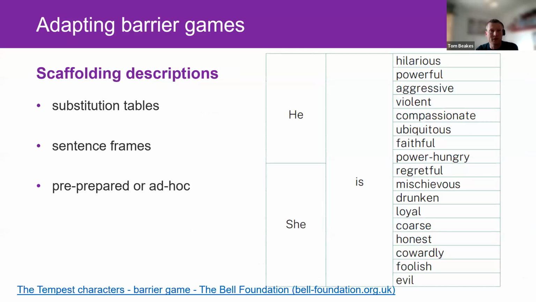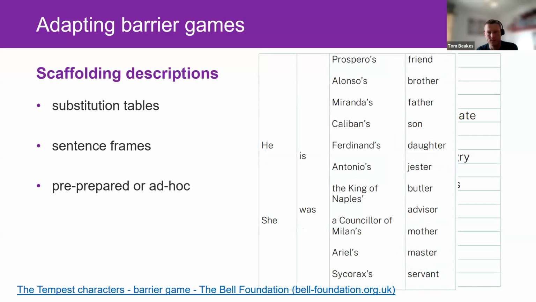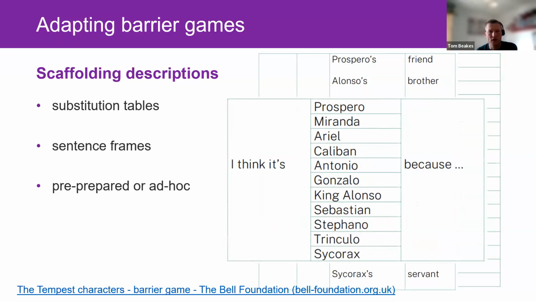Here are some examples of how you might want to scaffold descriptions as well. Substitution tables are very much your friend here. If you don't use them already, I urge you to check out our webinar on substitution tables, a very, very helpful resource. And here's an example from a resource on The Tempest by Shakespeare about describing the characters with substitution tables and also sentence frames.